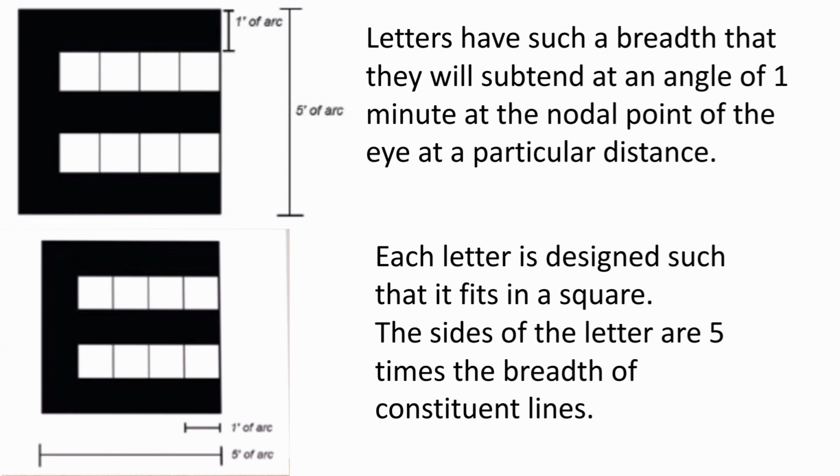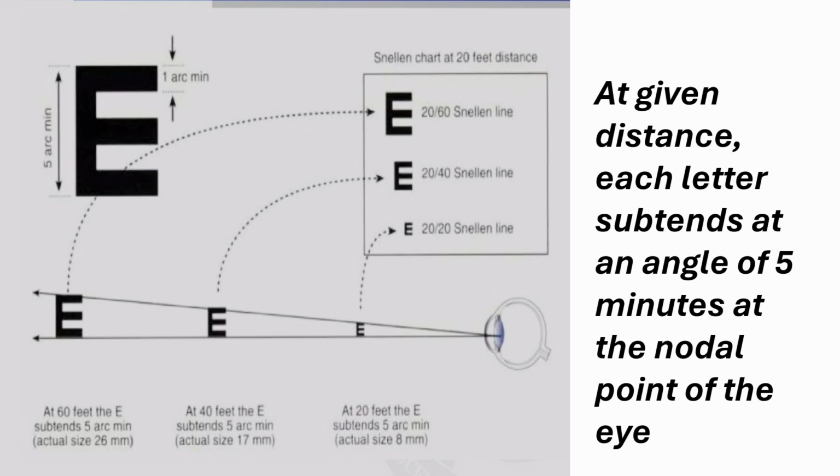The letters have such a breadth that they will subtend an angle of 1 minute at the nodal point of the eye at a particular distance. We all know minutes of arc. Now let's see a brief on minutes of arc. A minute of arc is a unit of angular measurement used to describe very small angles, especially in visual acuity. 1 degree is equal to 60 minutes of arc. 1 minute of arc is equal to 1/60 of a degree. So a minute of arc is a very small angle. The smallest angle that the human eye can typically resolve under normal conditions is about 1 minute of arc.